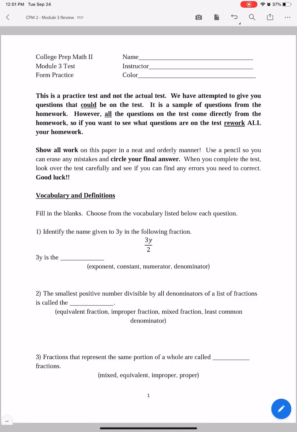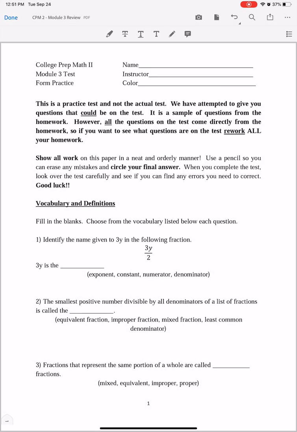Hey guys, this is your CPM 2 Module 3 review or practice test. So, we're starting off with some vocab, just like always. Fill in the blanks, choose the vocabulary listed below each question.